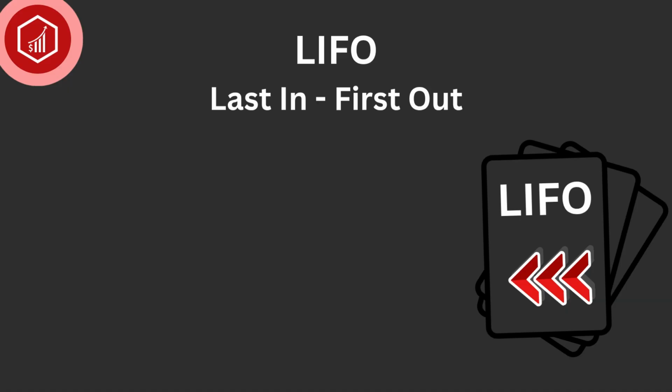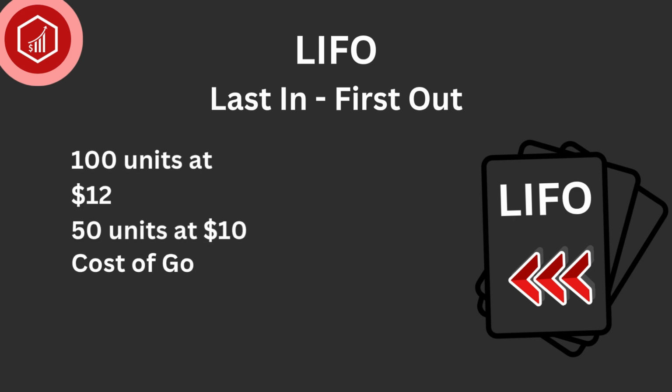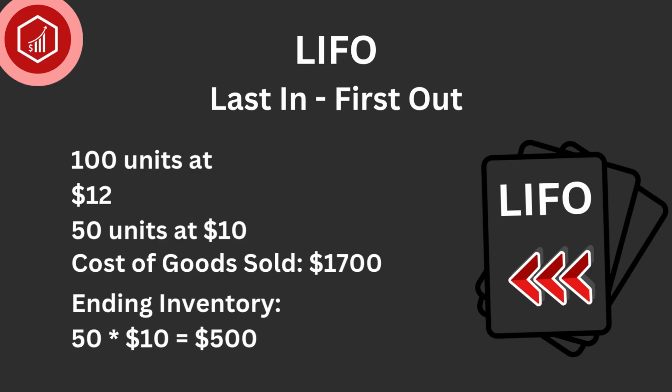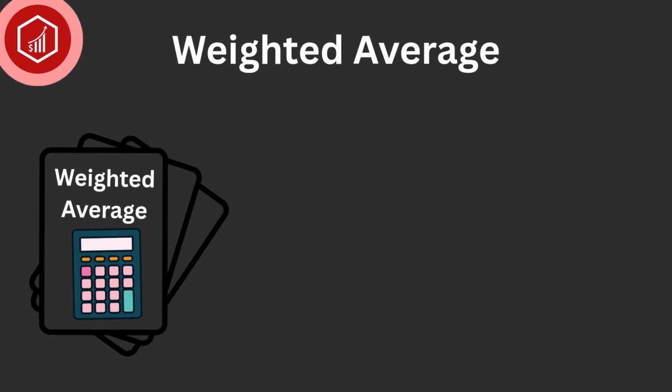Next we have the LIFO method, last in, first out. Under the LIFO it is different. Here the suitcase we bought last is the first unit we sell. In our example, the 150 units sold would be 100 suitcases at $12 and 50 suitcases at $10. So our ending inventory would be 50 suitcases at $10 each. This results in higher cost of goods sold and lower reported profit in an inflationary environment, which can also mean lower taxes.